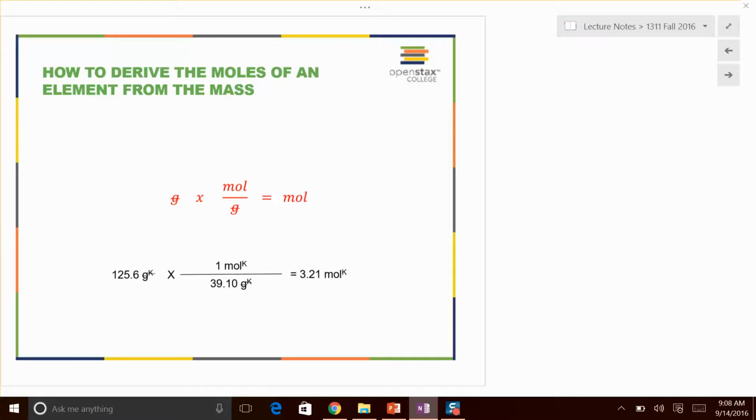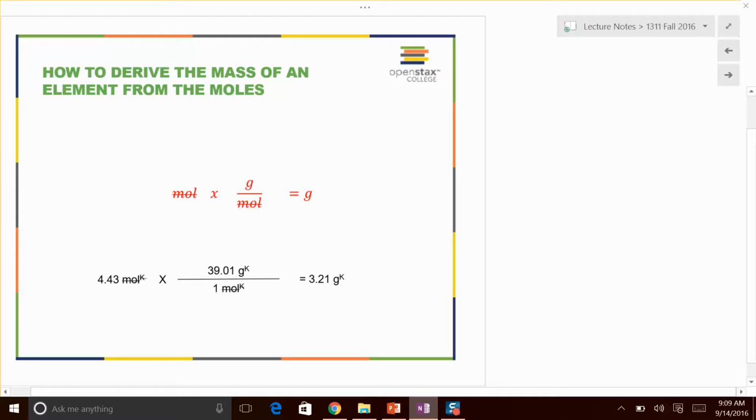So hopefully you're seeing that there is a very specific procedure that I can follow to do these conversions. I simply start with what I'm given. I multiply it by my conversion factor. I put the unit that I want to get on top, and I put the unit I want to get rid of on the bottom. These units cancel. I'm left with my moles, and I keep going.